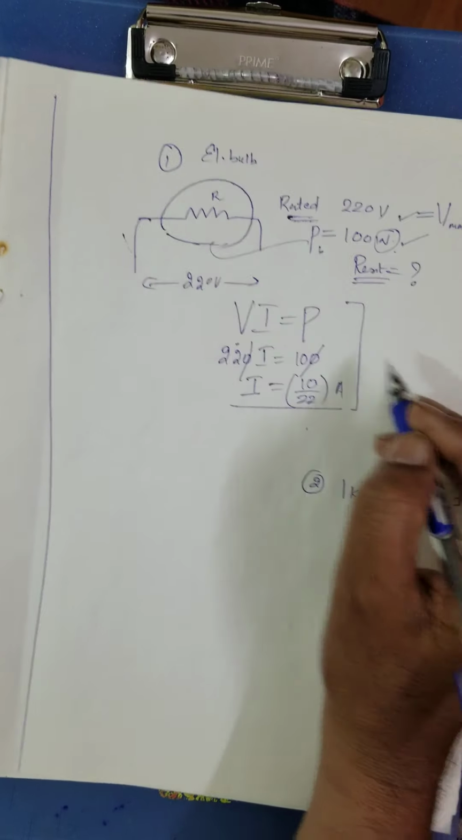Or 3.6 into 10 to the power of 6 joule, 1 kilowatt hour. 1 kilowatt hour is what? Commercial unit of electric energy.